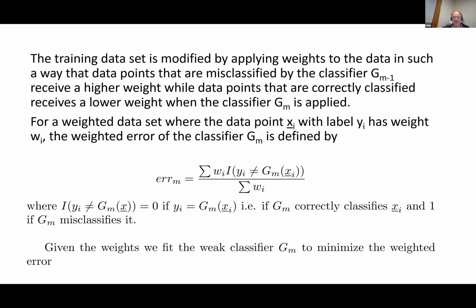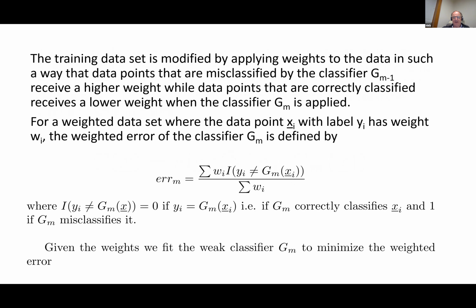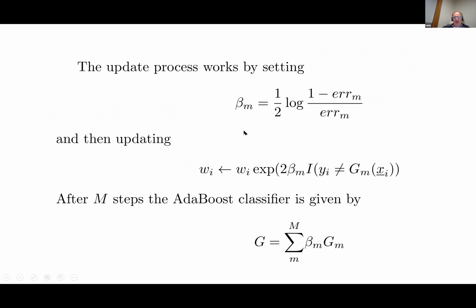So we have to figure out different things. We have to figure out which alpha m's we should choose, and how do we update the weights every time. So the update process works in this way. We put beta m equal to 1/2 times the log of this. This is called the odds: 1 minus the error divided by the error.